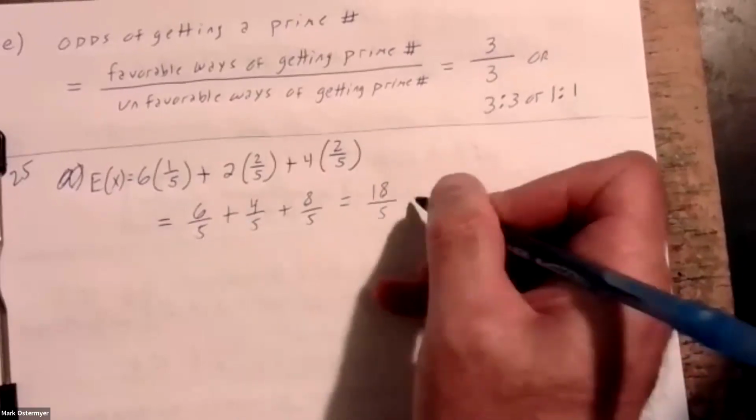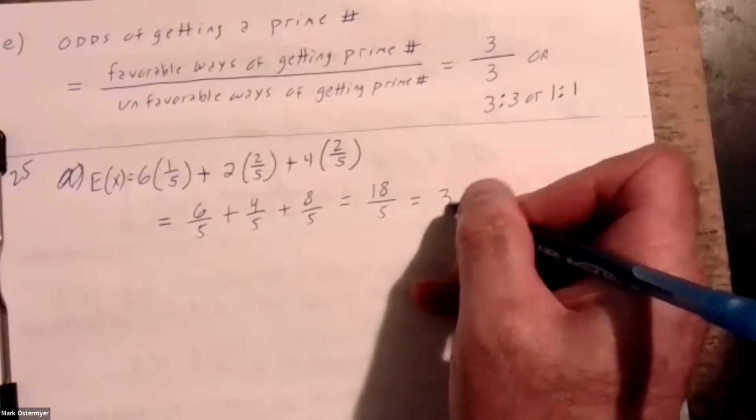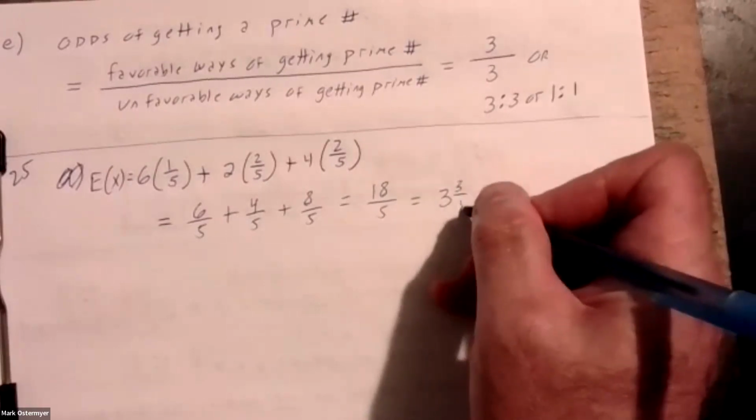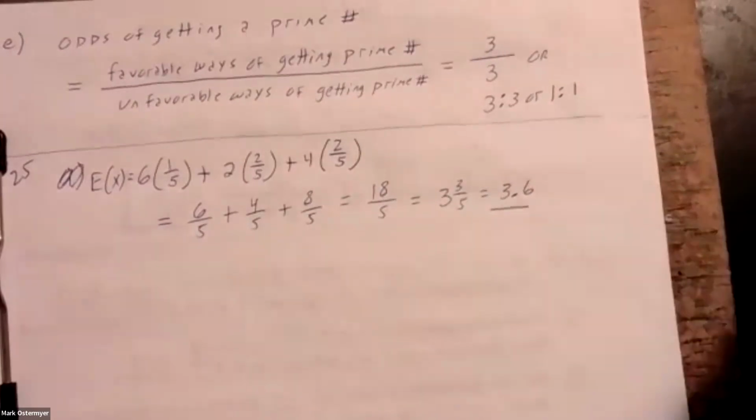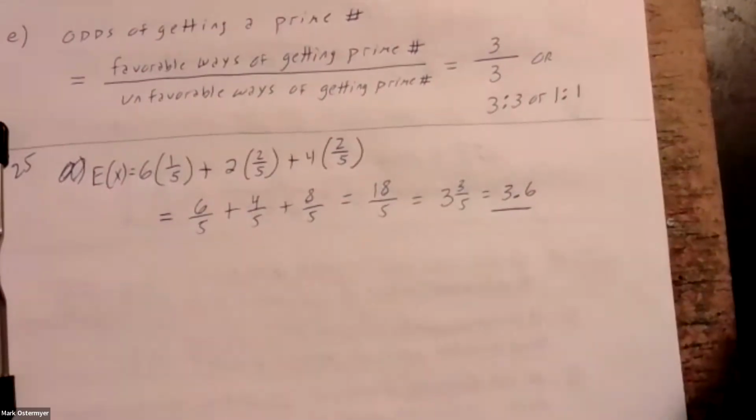So 18/5, and that's going to be 3 and what? 3/5, which is 3.6. Did anybody compute that for the expected value? 3.6. Yes. Okay, that's the expected value.